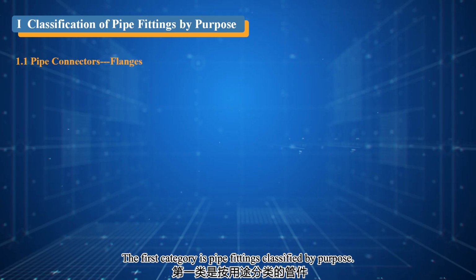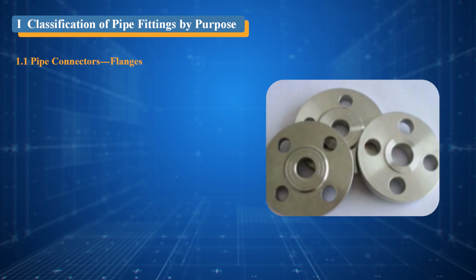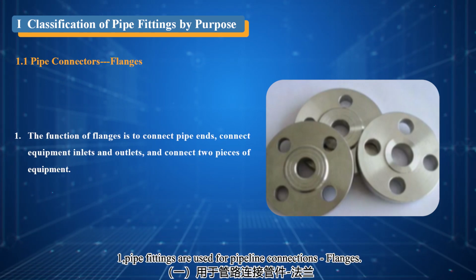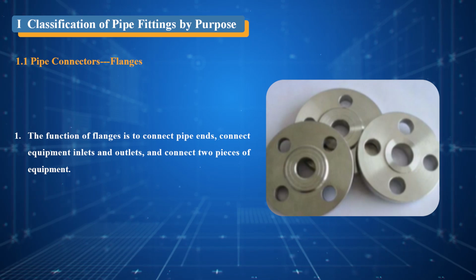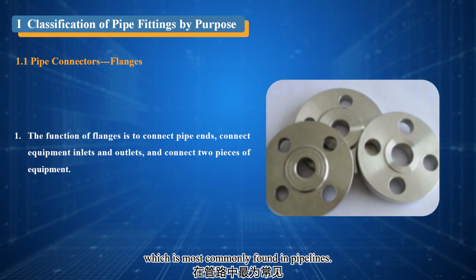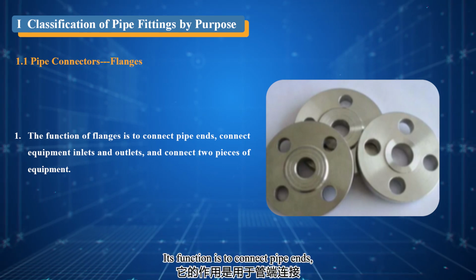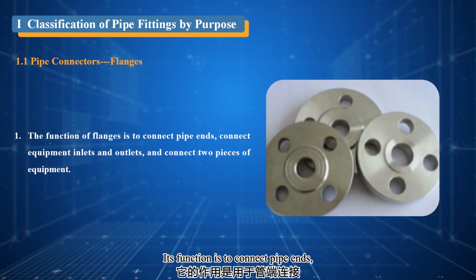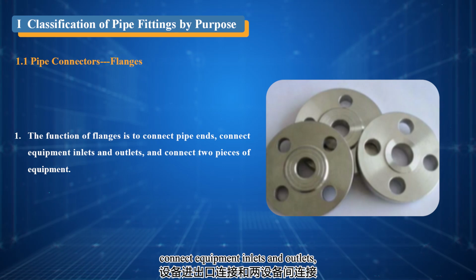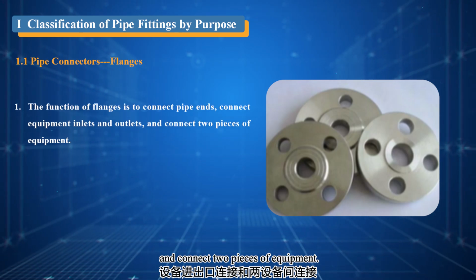The first category is pipe fittings classified by purpose. First, pipe fittings are used for pipeline connections. Flanges. A flange is a disc-shaped component, which is most commonly found in pipelines. Its function is to connect pipe ends, connect equipment inlets and outlets, and connect two pieces of equipment.